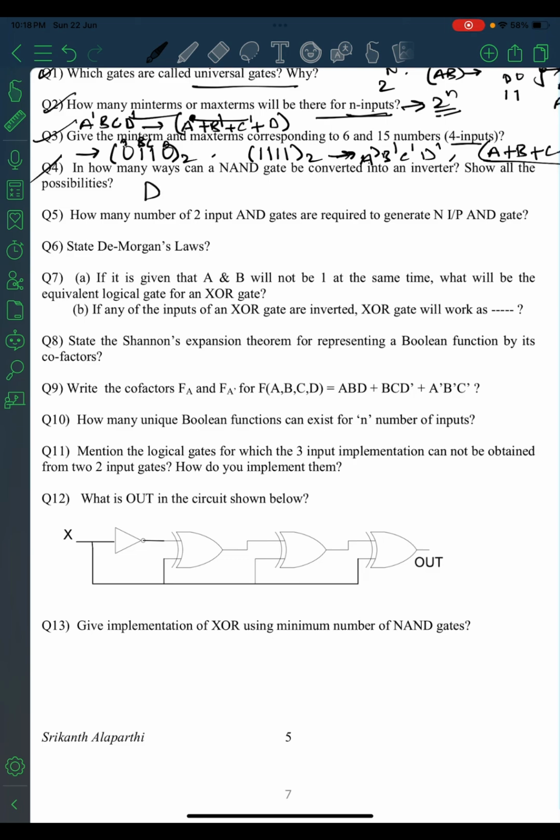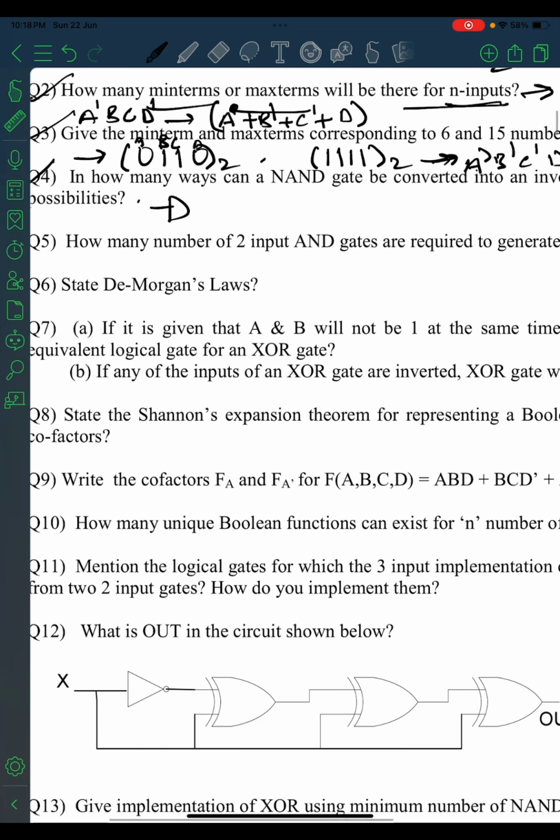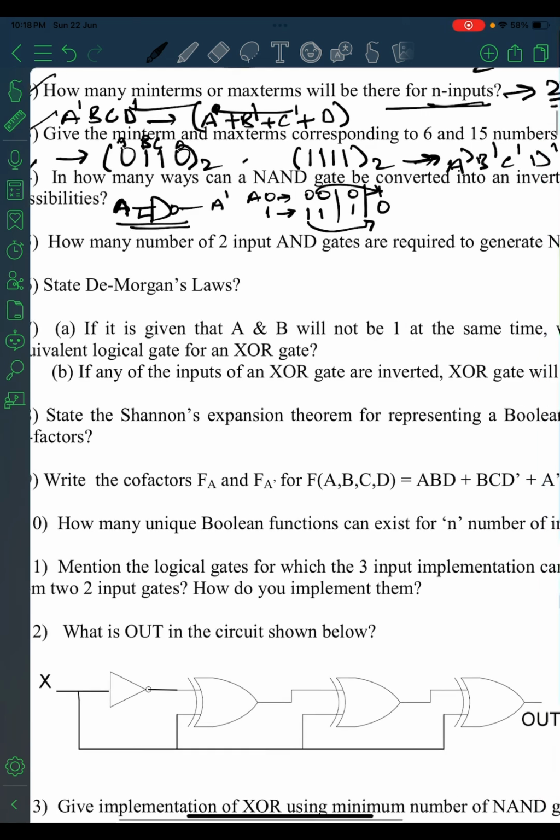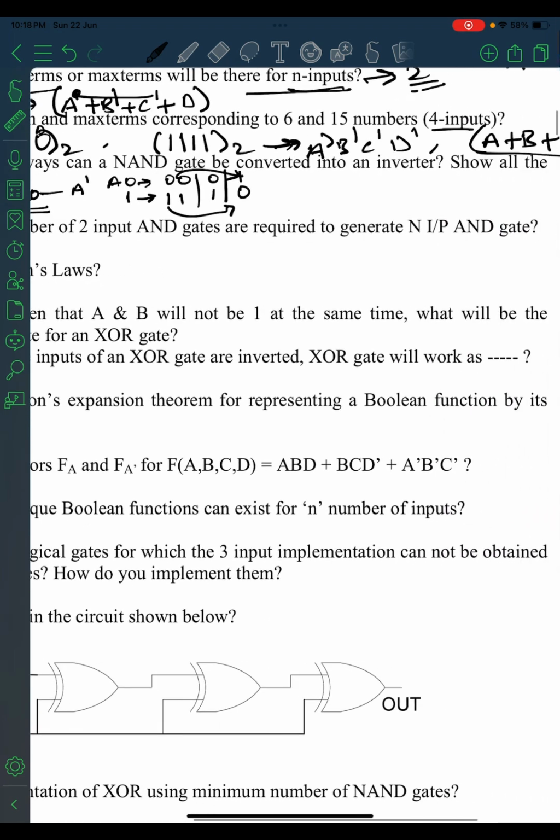One is, if A is given and the same input is given to both inputs, then the output becomes A'. Suppose A is 0, then the input to the NAND gate is 0 and 0, and if A is 1, the input is 1 and 1. For the AND gate, the outputs are 0 and 1 respectively. For the NAND gate, it is 1 and 0 respectively. So for 1, the output is 0, and for 0, the output is 1, which is basically an inverter. This is one implementation of a NAND gate as an inverter.